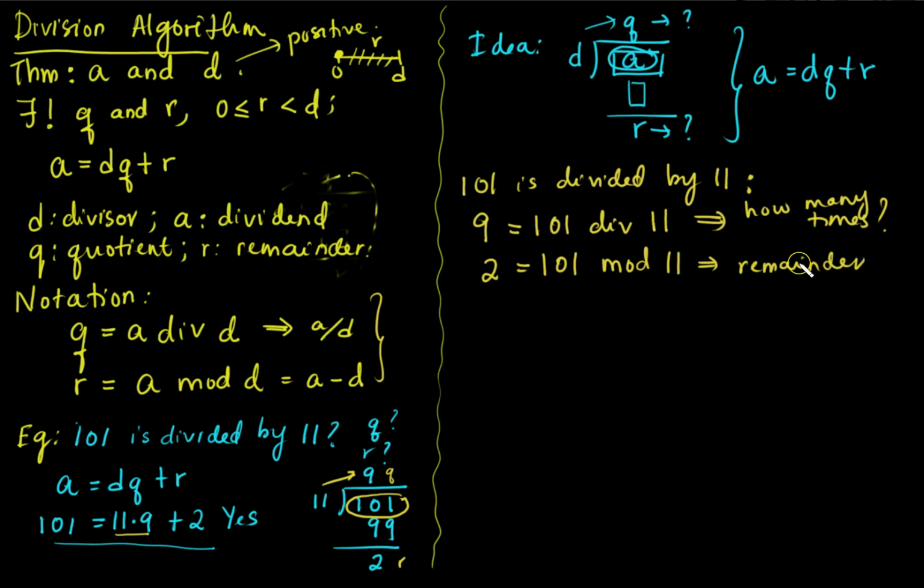So the way we did that, remember, is A minus D. What was A? 101, right? Minus D, which was 99. So you are only left with 2. Okay, so that is A mod D.